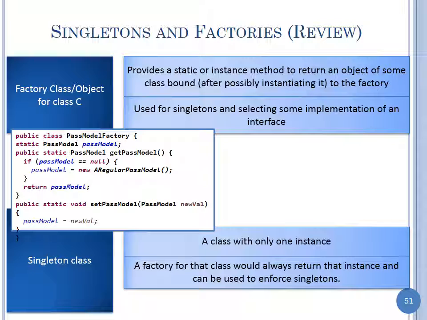It has a get pass model and a set pass model, and it returns the same pass model each time once it's initialized.